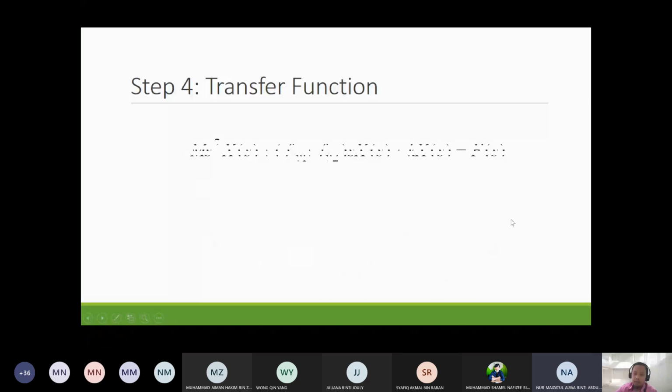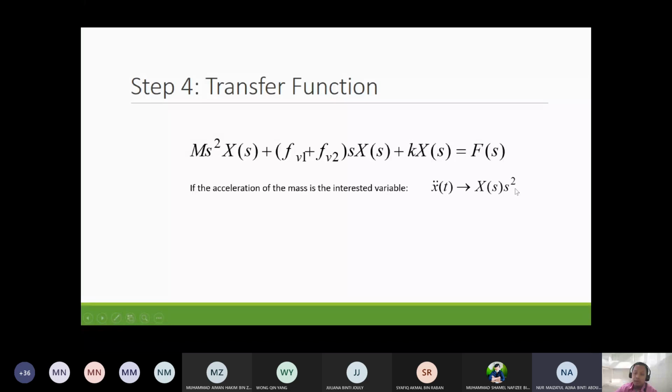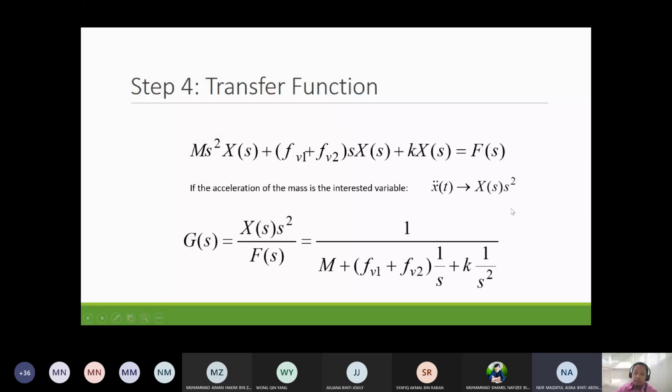Similarly, if you want to find the acceleration, so you want to find X(s) s squared, you just calculate the transfer function X(s) s squared over F(s) equals 1 over the equation. So you just rearrange.